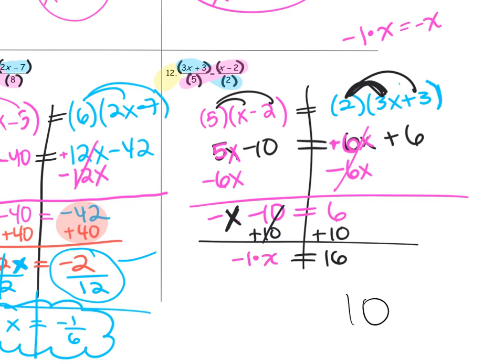To get rid of the negative 1 that's being multiplied, remember, to undo multiplication, we use division. So I'm going to divide on both sides. Those cancel, and I have x equals negative 16. Okay, hopefully so far we're getting the hang of this. All right, let's keep practicing.